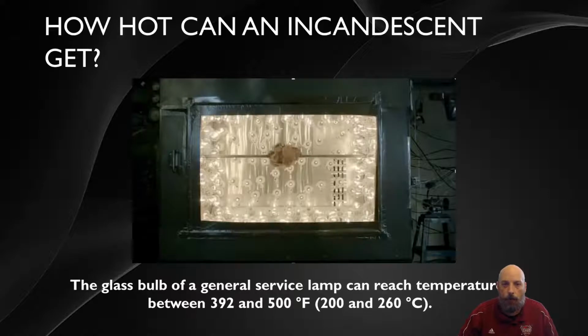So the question is, how hot do incandescent light bulbs get? Well, they can generate up to about 392 degrees Fahrenheit, or about 200 to 260 degrees Celsius, which for an incandescent light bulb is hot enough to cook with. Now, I'm not sure I would want a chicken that was cooked off of 100 light bulbs, but I might take a cake that was cooked off of maybe one light bulb.